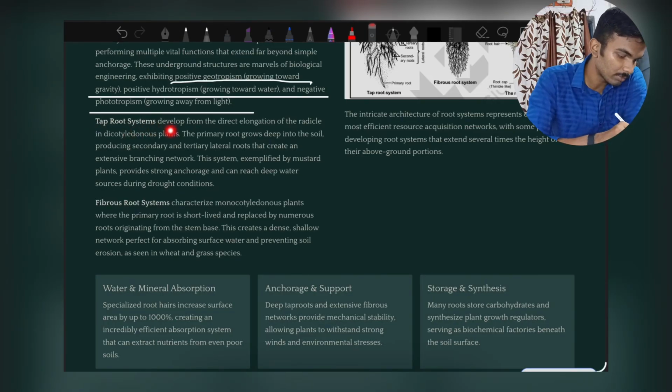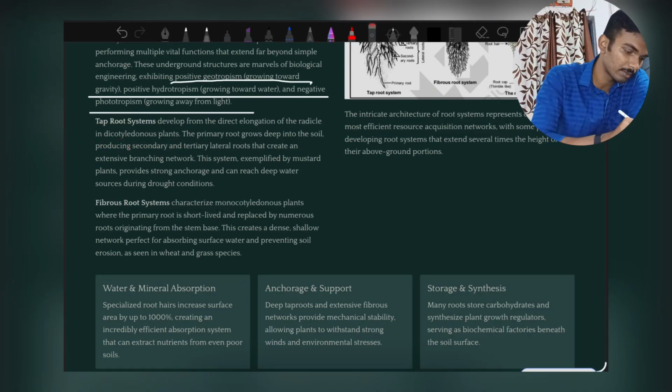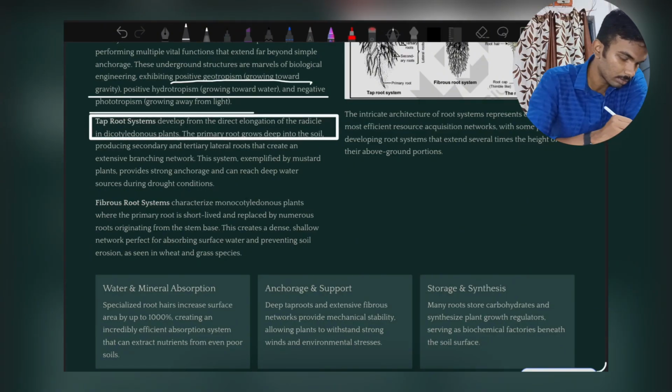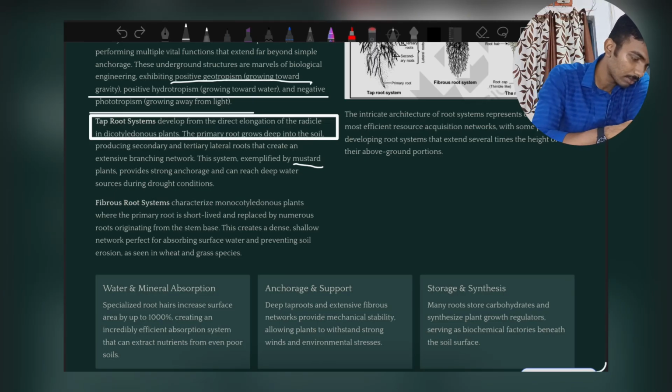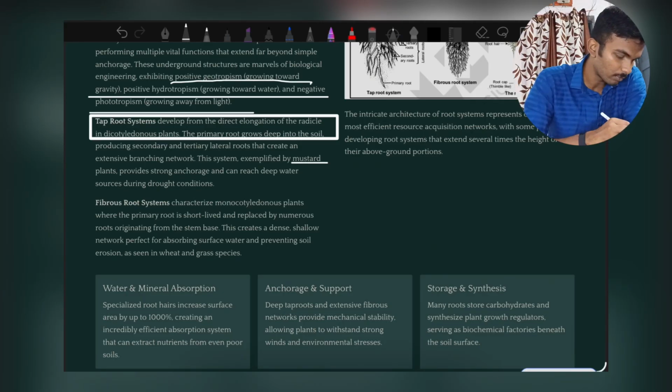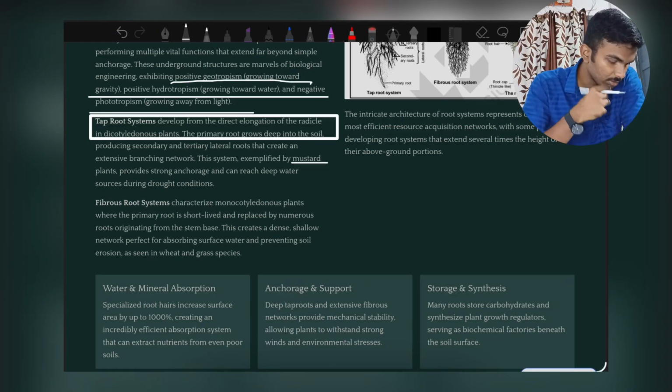The taproot system develops from the direct elongation of the radicle in dicotyledonous plants, producing secondary and tertiary lateral roots that create an extensive branching network. This system, exemplified by mustard plants, provides strong anchorage and can reach deep water resources during drought conditions.